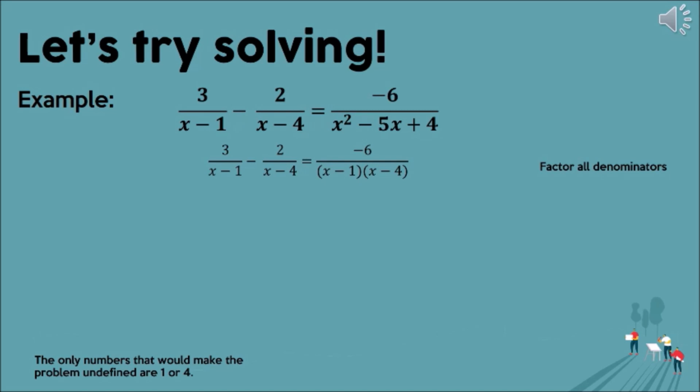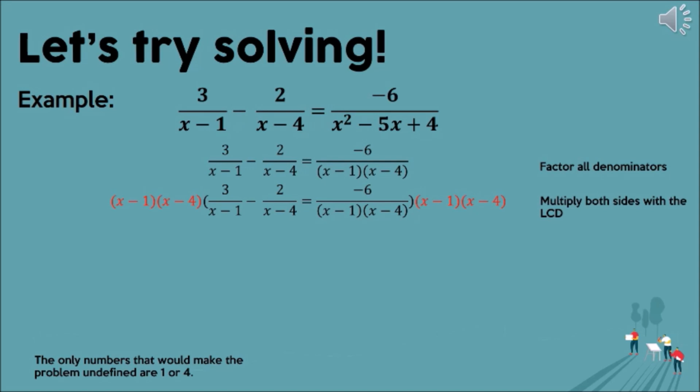Now let's move on by determining the LCD. As we can see, the LCD is x minus 1 times x minus 4. As what we did in our last examples, multiply it to both sides and simplify. So x minus 1 times x minus 4 times 3 over x minus 1, cancel x minus 1, we have 3 times x minus 4, minus x minus 1 times x minus 4 times 2 over x minus 4, cancel x minus 4, and we have 2 times x minus 1.